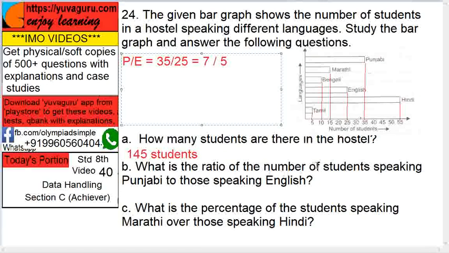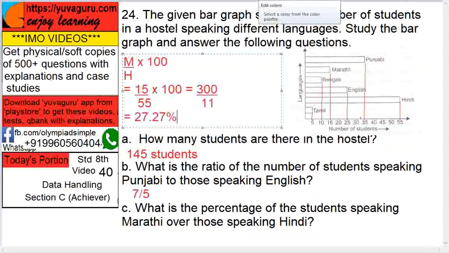What is the ratio of the number of students speaking Punjabi to those speaking English? We'll just use a short form, first alphabets. So Punjabi to English you want. P to E, right? What is P? 35. What is E? 25. So P to E is 35 by 25. Okay, 5 sevens are and 5 fives are. 7 is to 5 is the answer.